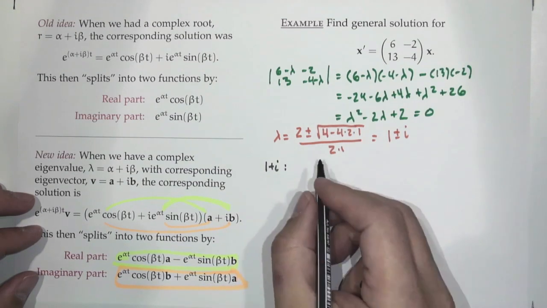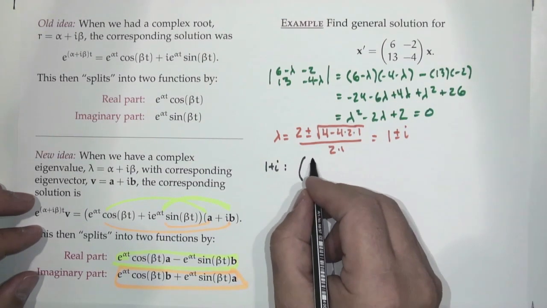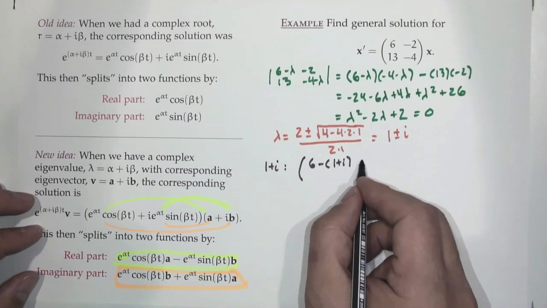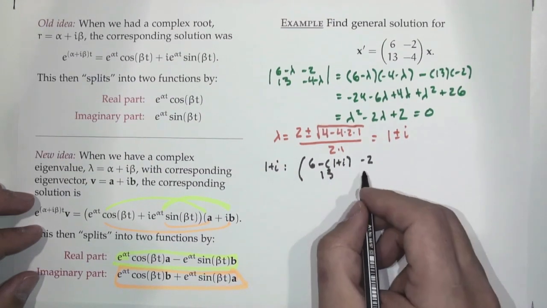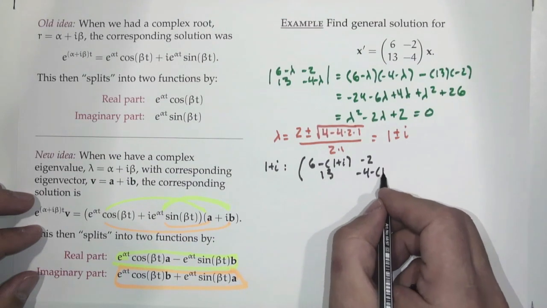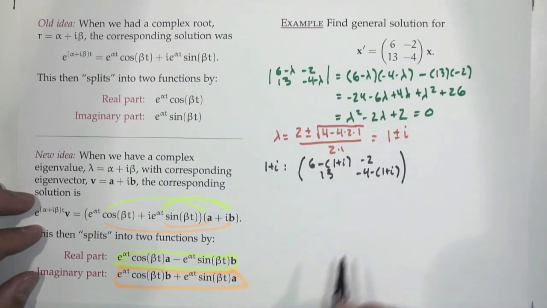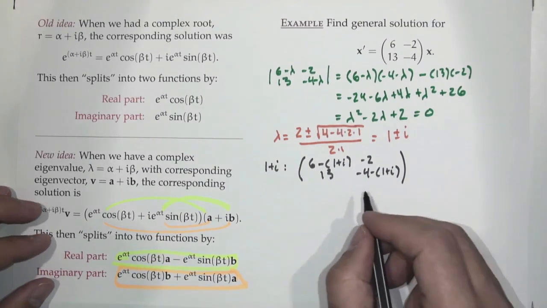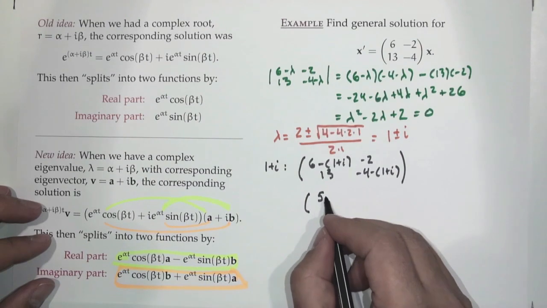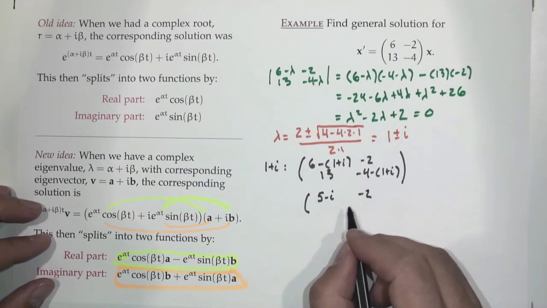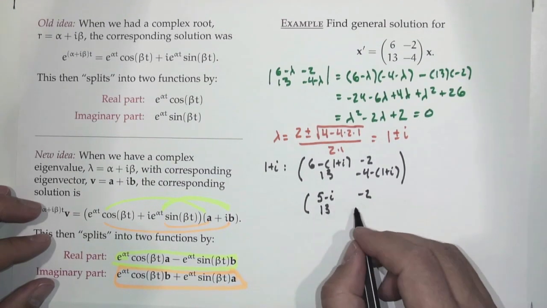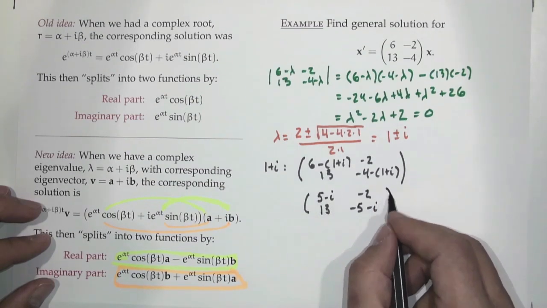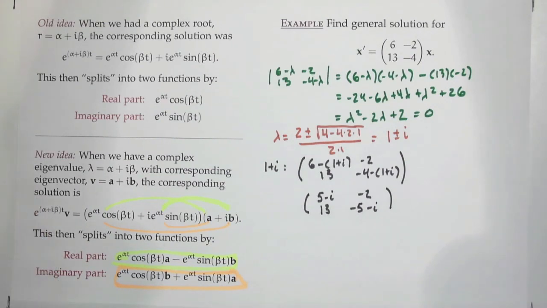Now, this might seem complicated, but hold on. Don't panic yet. 6 minus 1 plus i, minus 2, 13, minus 4 minus 1 plus i. So I'm taking my A minus lambda I and cleaning it up. This would give us 5 minus i, minus 2, 13, minus 5 minus i. All right?